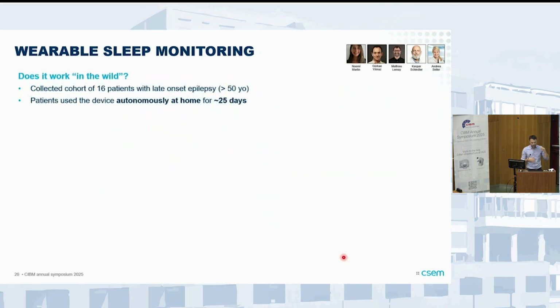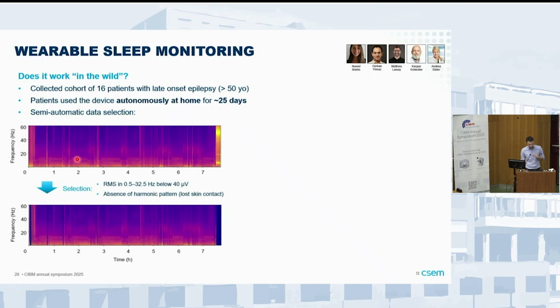Then the question, of course, is: is this going to work in the wild with your random patient, and not someone with a PhD in neuroscience or neuroimaging or someone who's on track to get it? In this collaboration with the Sleep-Wake Epilepsy Center of the University Hospitals of Bern, they collected a cohort of 16 patients that had late onset epilepsy, so a first seizure above 50 years old. The patients were given the device to use by themselves at home for roughly 1 month. So it's really trying to see what sort of quality of data we could get from this.